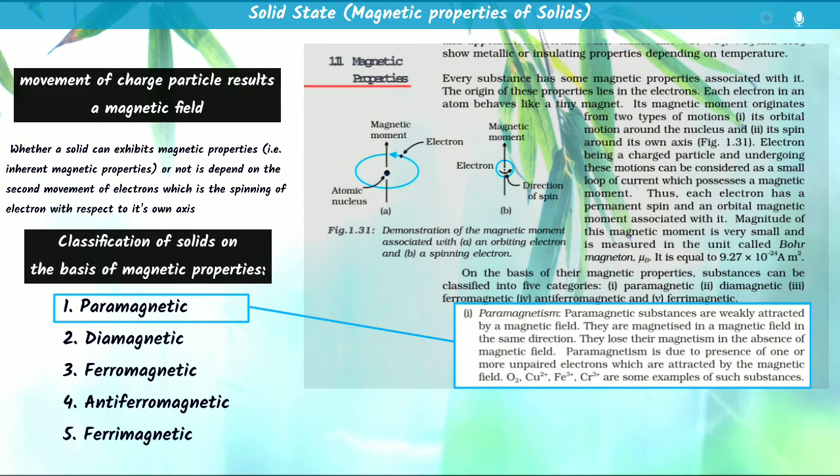If the external magnetic field is present, the direction of the magnetic moment of that paramagnetic solid is in the same direction as that external magnetic field. Paramagnetic solids are weakly attracted by external magnetic fields. Some well-known examples are oxygen, Cu2+, Fe3+, Cr3+.